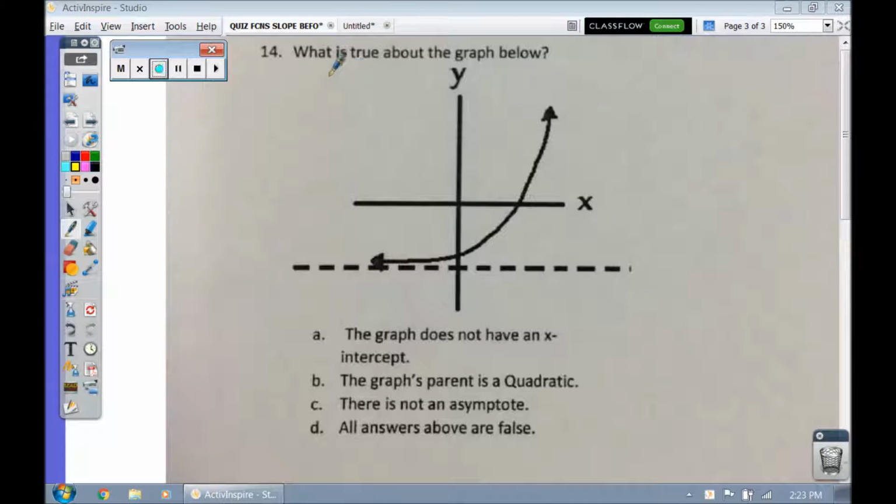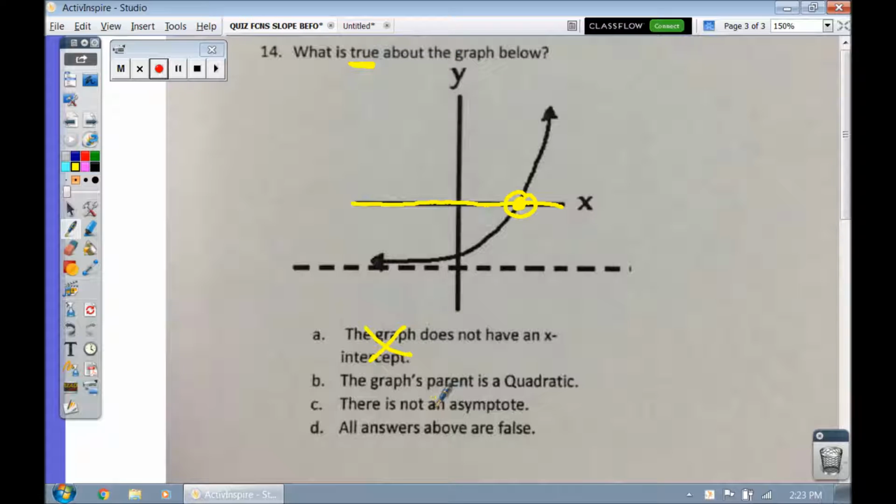14, what is true about the graph below? Let's look at our answer choices. Let's look at A. The graph does not have an x-intercept. Let's see if that's true. Well, to me, it looks like it has an x-intercept right here where it crosses the x-axis. So this is saying that it does not. Well, goodbye. We're looking for what is true.